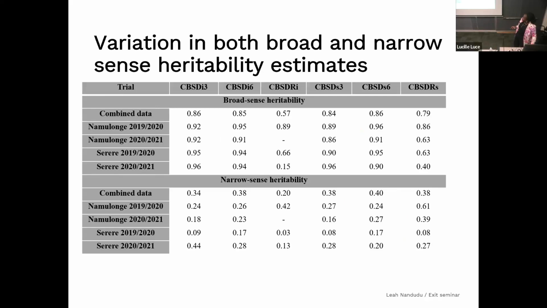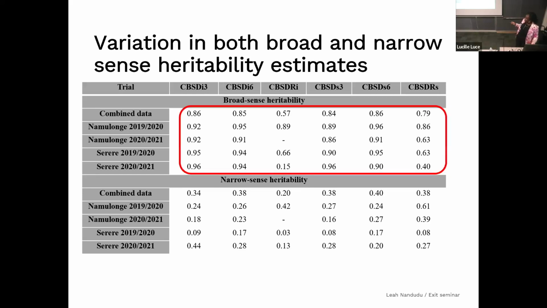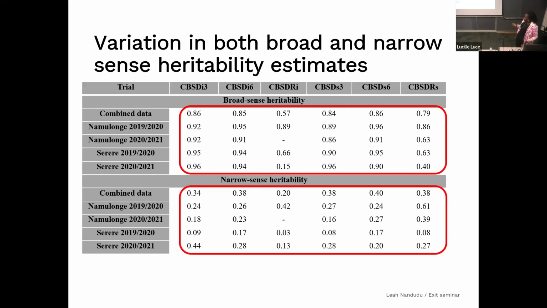So we also looked at variation in broad sense and narrow sense heritability estimates. For broad sense heritability, this is data from the combined data from the different locations. You could see that the estimates generally range from moderate to high, and this is the same as previous published papers for CBSD. And also the same trend is observed with narrow sense heritability estimates, but they tend to be low to moderate depending on the trait. And this is again the same as has been observed in other studies.